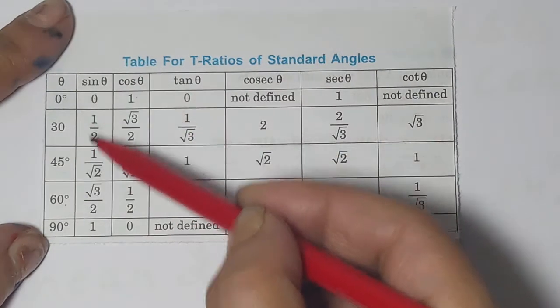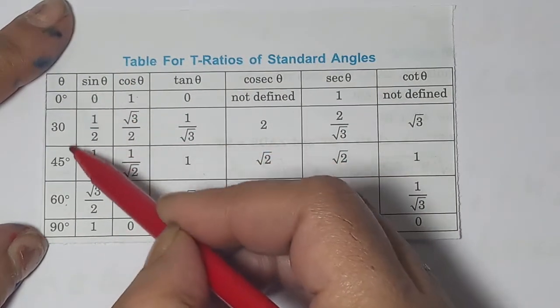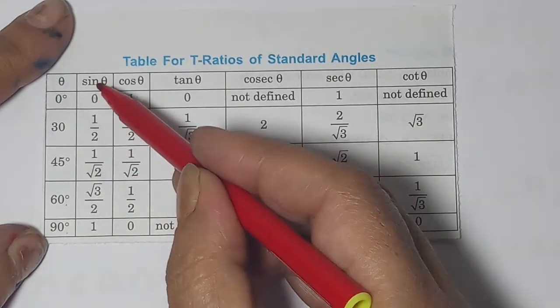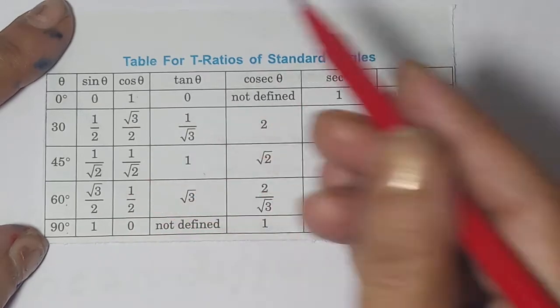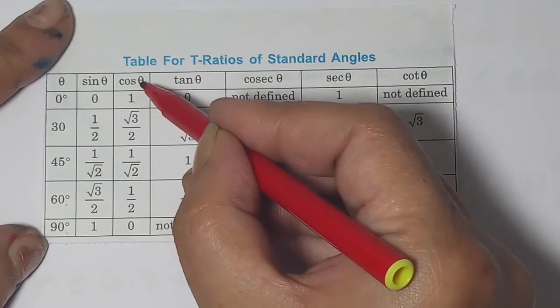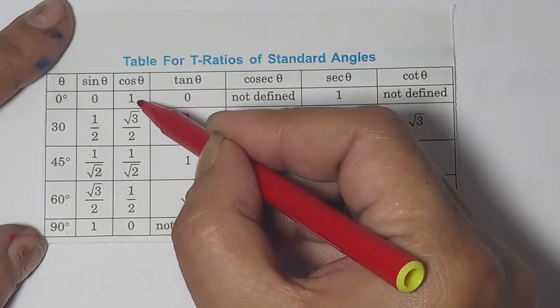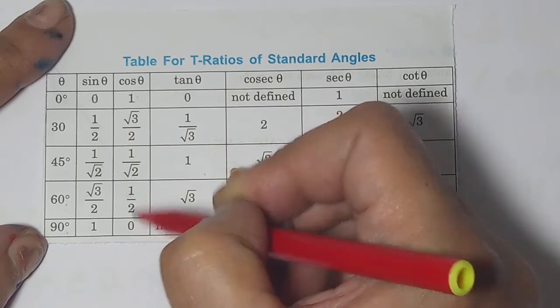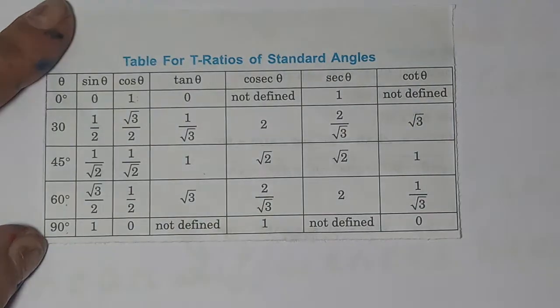Here, one important thing is that as sine goes from 0 to 90 degree, its value increases. That's why sine is called an increasing function. But if you look at cos, the value of cos theta decreases as it goes from 0 to 90, right? It is maximum at 0 degree and 0 at 90 degree.